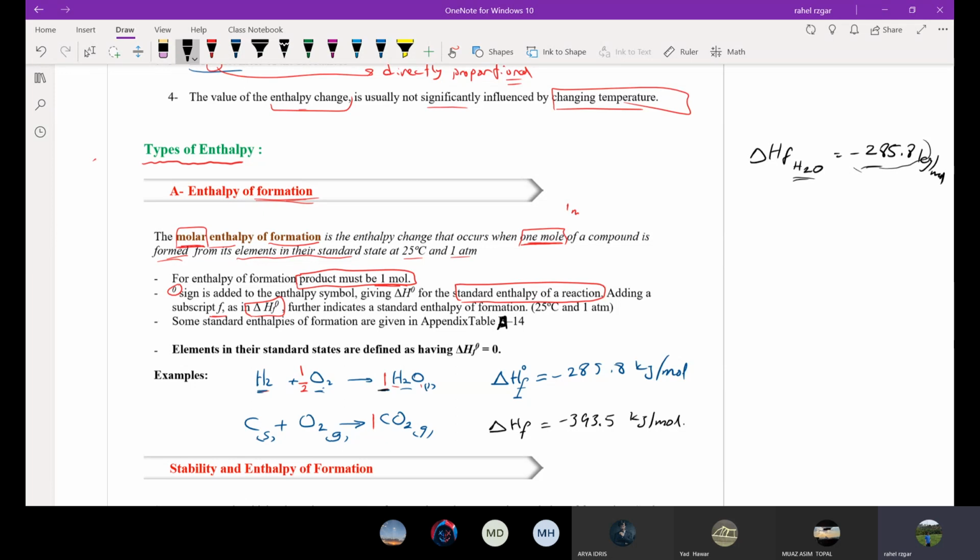Or for CO2, whenever I say delta HF of CO2 is negative 393.5 kilojoule per mole, for the formation of 1 mole of CO2 from its elements, which are carbon and oxygen, this amount of energy is released. And standard enthalpies of formation are given in appendix A14.